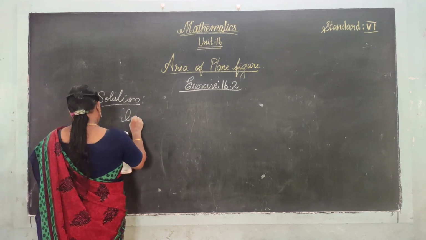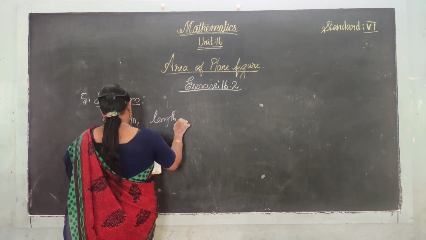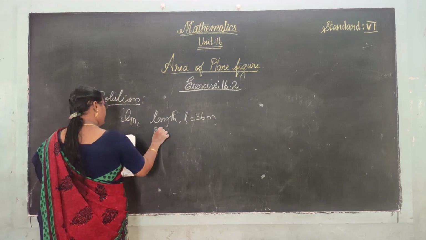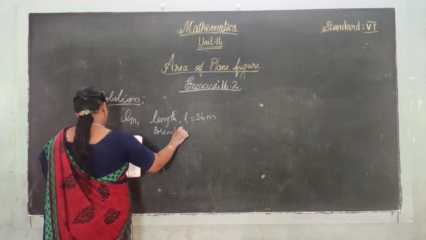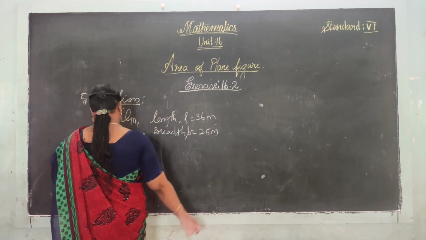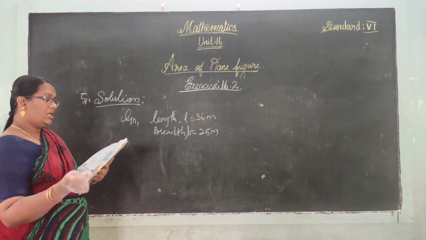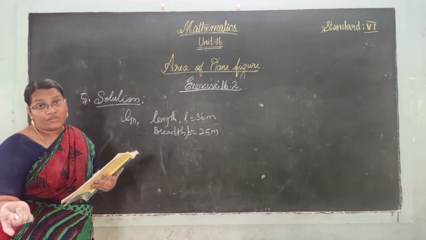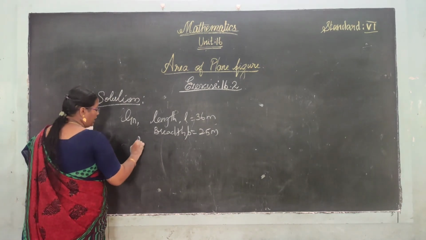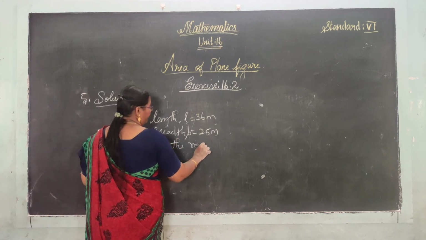Given the length of the rectangle, L is equal to 36 meter. Okay, so breadth B is equal to 25 meter. Find the side of the square whose area is equal to it. So we have to find the side of the square. Okay, before this we have to find out the area of the rectangle.